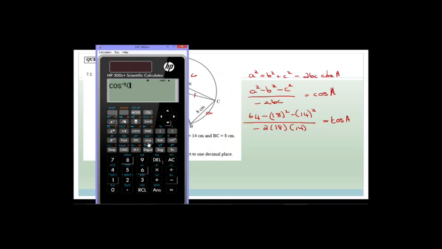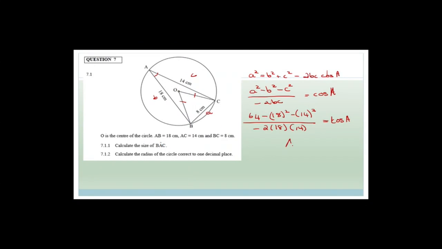Now we need to find the actual angle, so we're going to go shift cos of the answer, close bracket, equals 25.21. So A is going to be 25.21 degrees. So this angle here is 25.21 degrees.